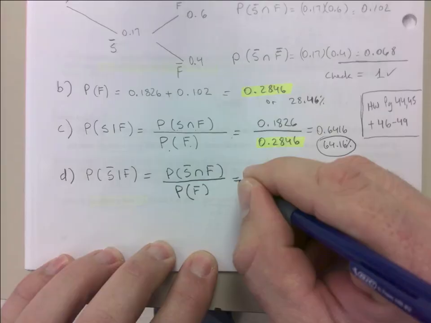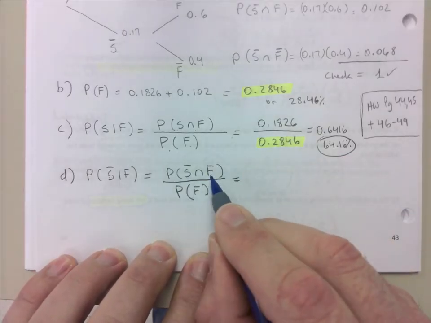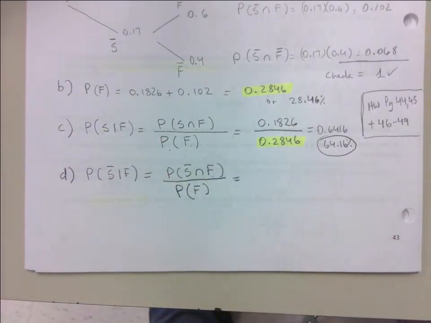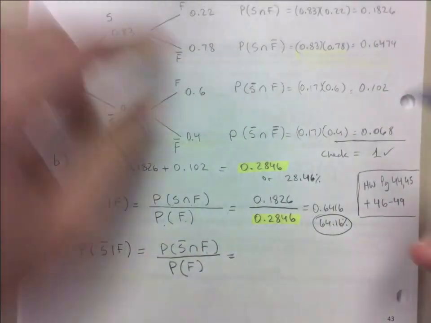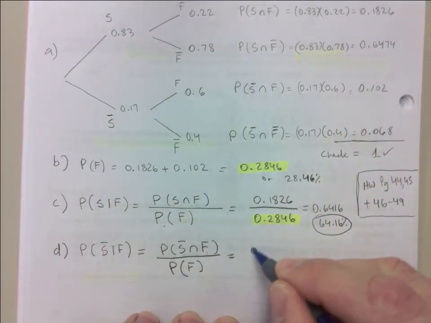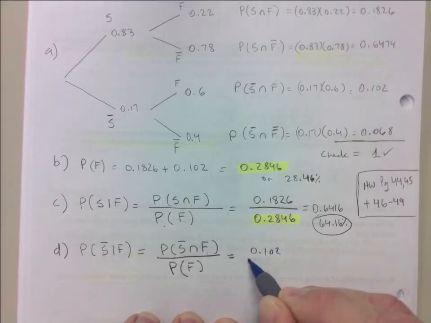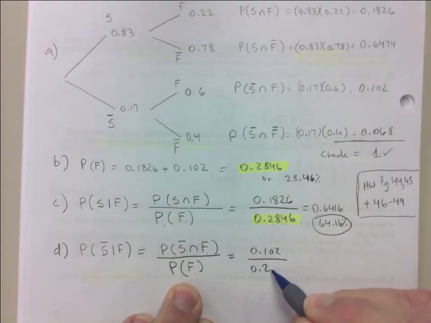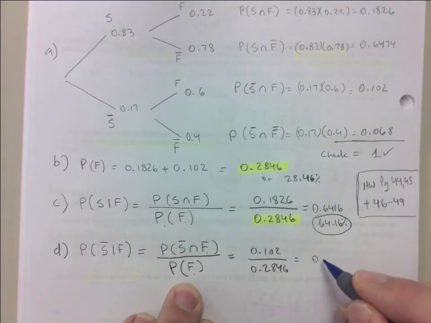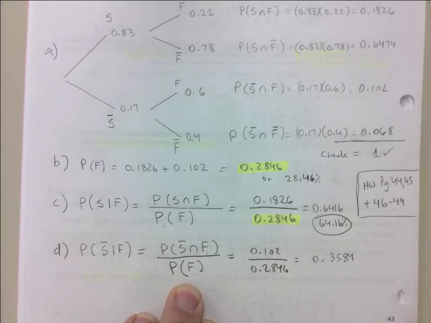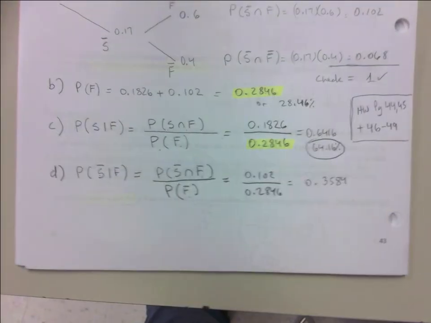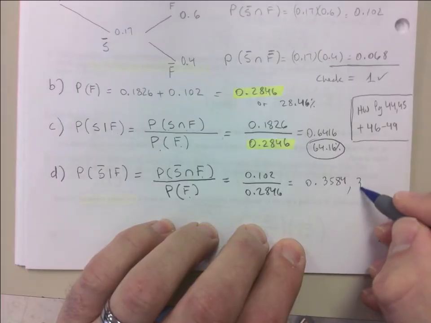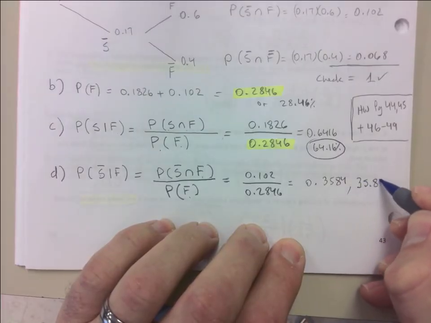So not putting the sign and falling, I have that up here on my diagram. It's 0.102. Probability of falling, I already know what that is conveniently. And if you divide those two, you get 0.3584. Okay. 0.3584 or 35.84%.